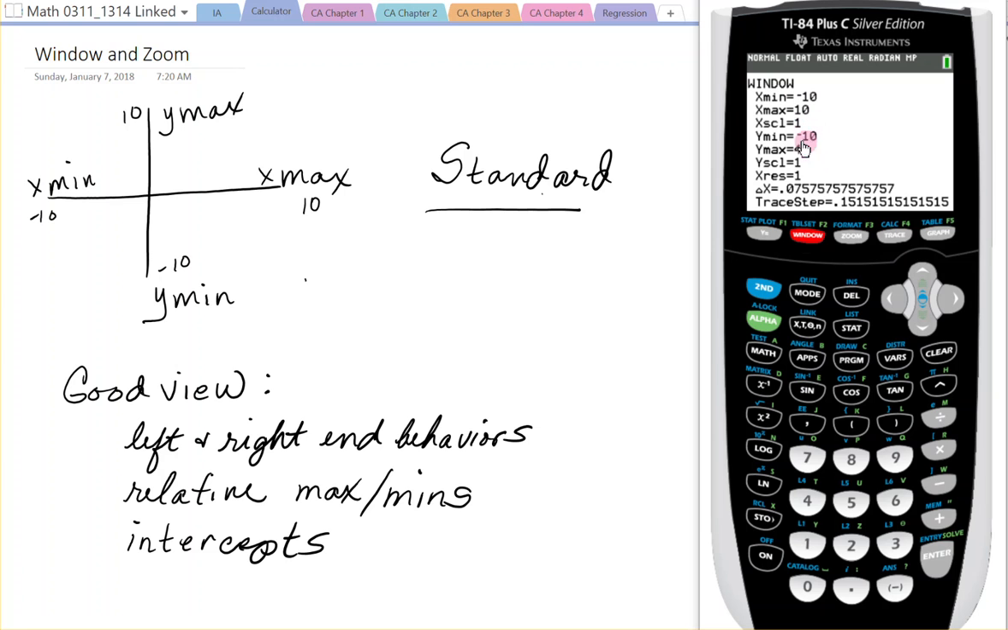So window allows me to set my X min, my X max, my Y min, my Y max. The only time I ever change scale is when I'm trying to match a graph that might be in my math lab or in a textbook. And if they show that they've used a scale of 5, then I will change mine to be a scale of 5. That's the only time I ever mess with those. We talked about zoom, but the only zoom feature that we have used so far is zoom 6, zoom standard, which takes you negative 10 to 10 in the X's, negative 10 to 10 in the Y's. So that is it for window and zoom.